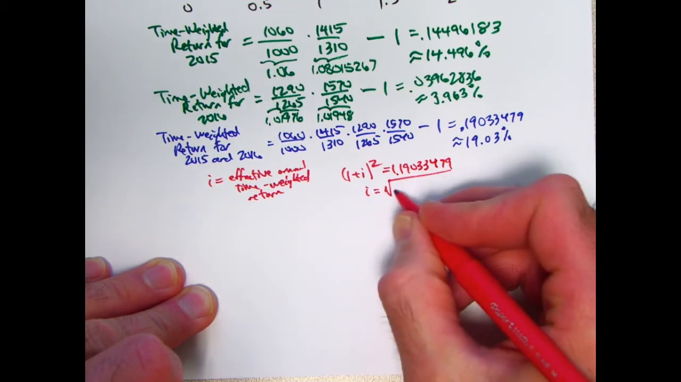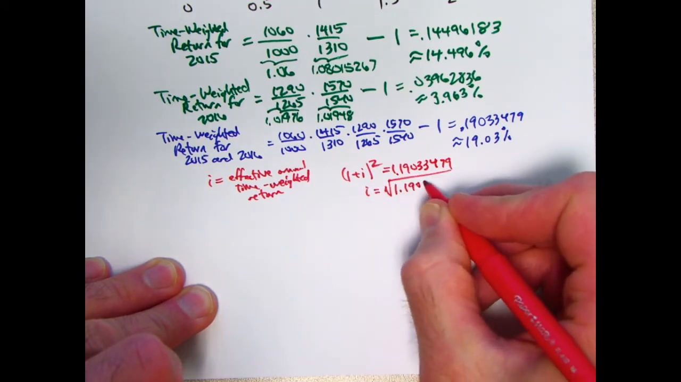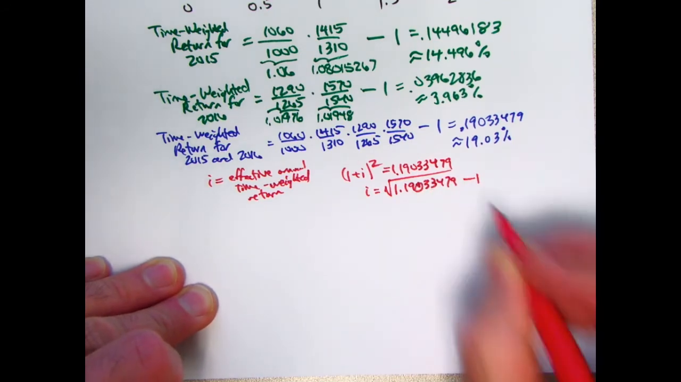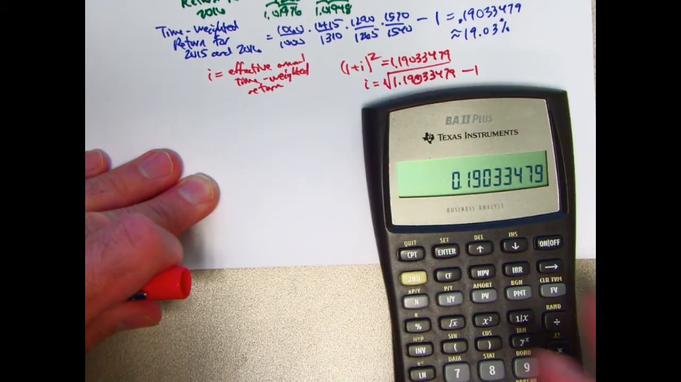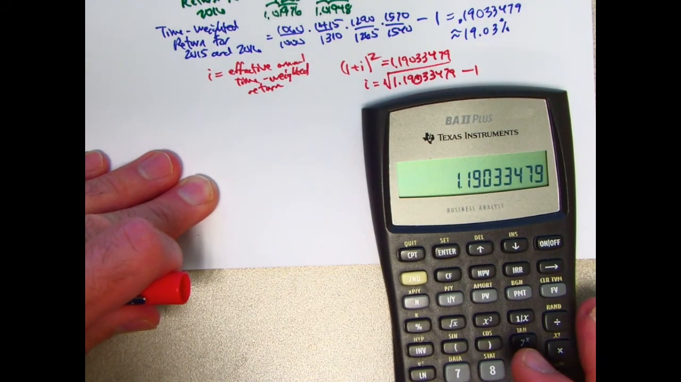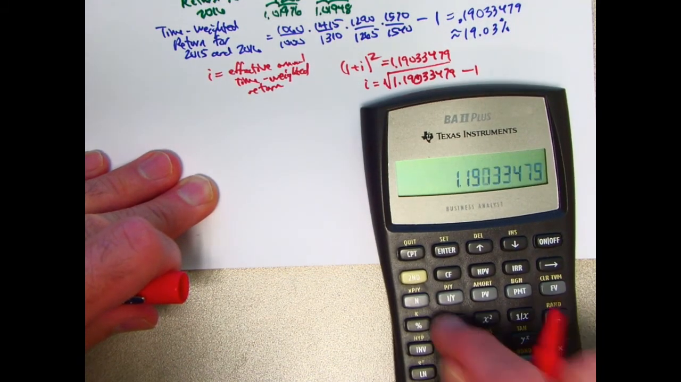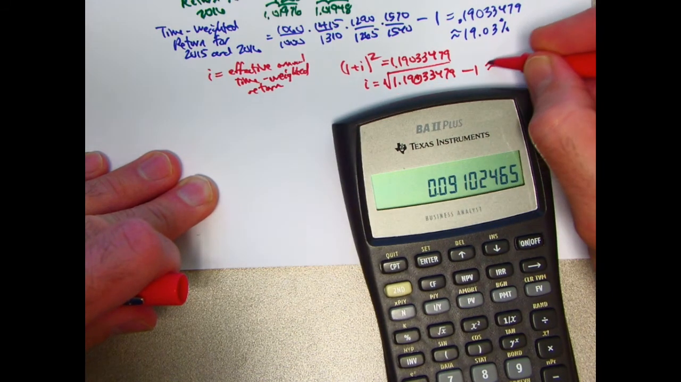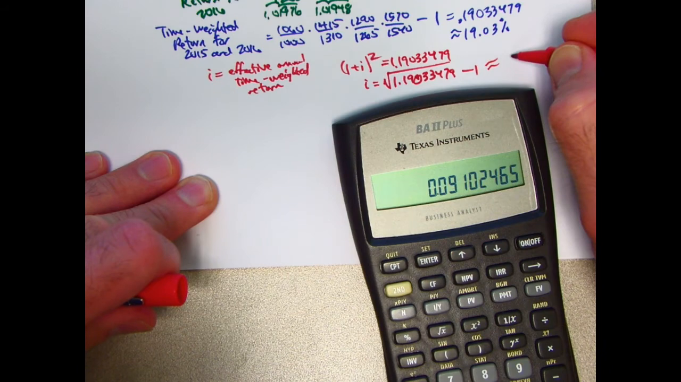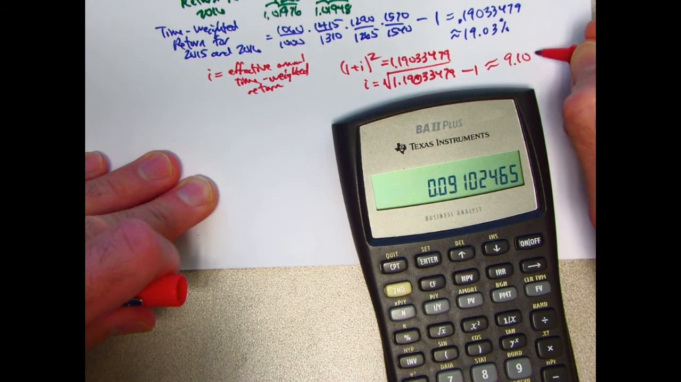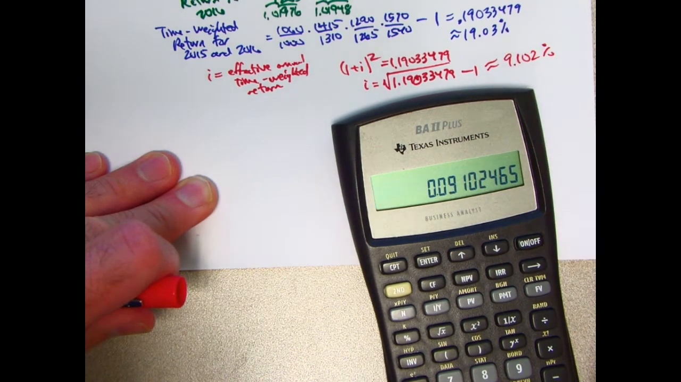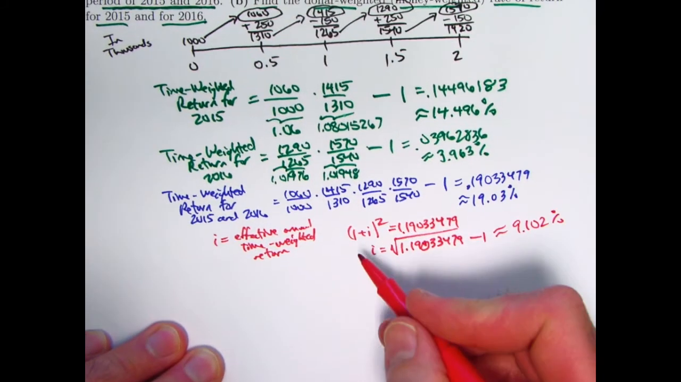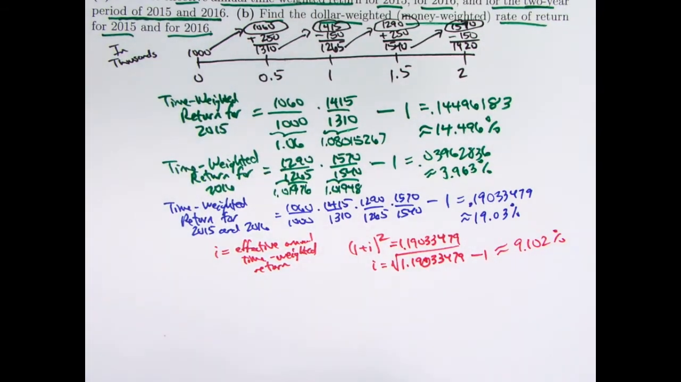I is going to be the square root of 1.190333479, and then minus 1. So add 1 to this, take the square root, subtract 1. The answer to the question in Broverman is about 9.102%. Okay? So that's part A, and again, it's only the last part that's the actual question in Broverman.